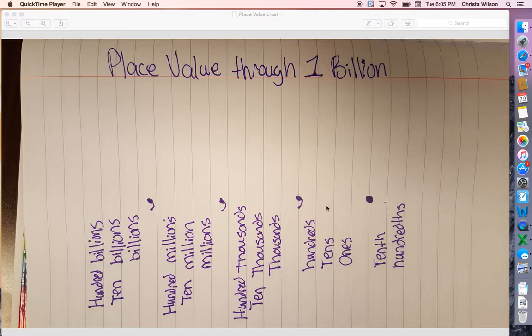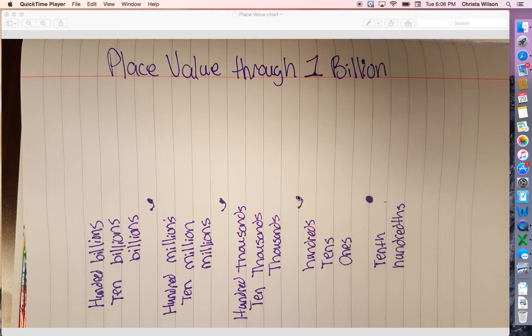Then after the ones, we have tens. And then after the tens, we have hundreds. You'll notice these are growing by 10. We're multiplying by 10 as we get larger. Now, after the hundreds, we put a comma, and that separates what we call periods. This right here, this group of 3 place values, is called a period. The ones, tens, and hundreds are part of the hundreds period.